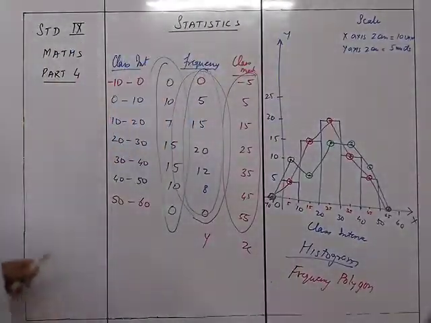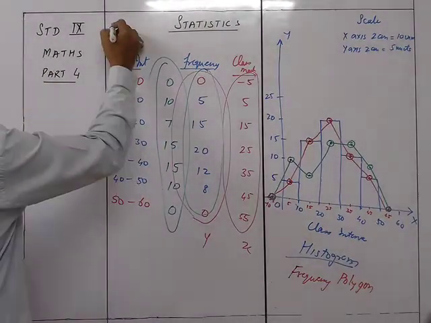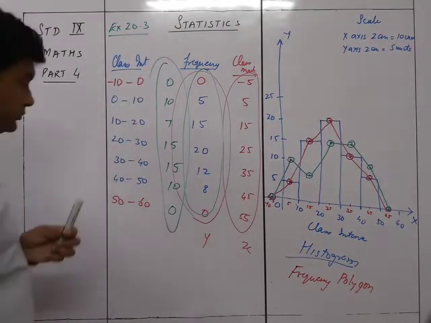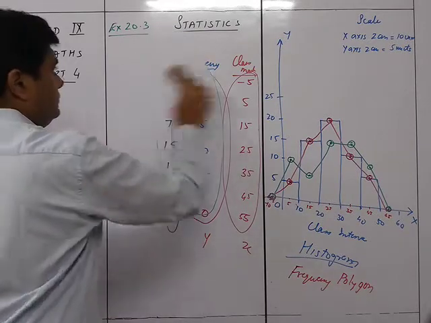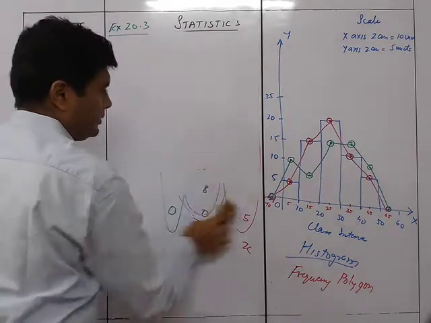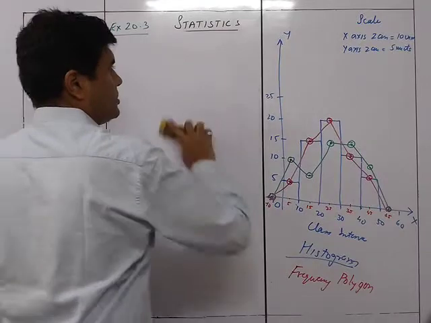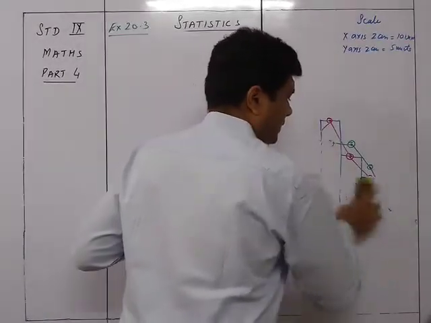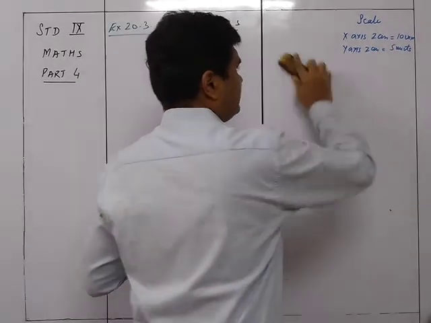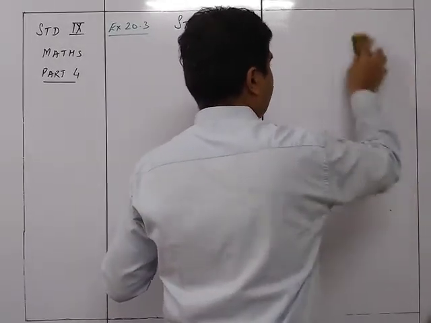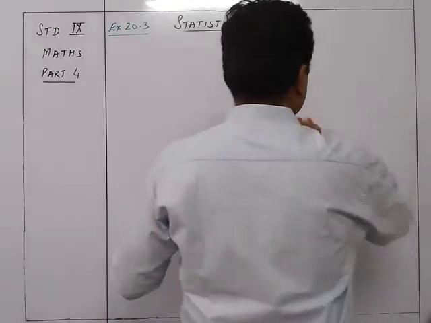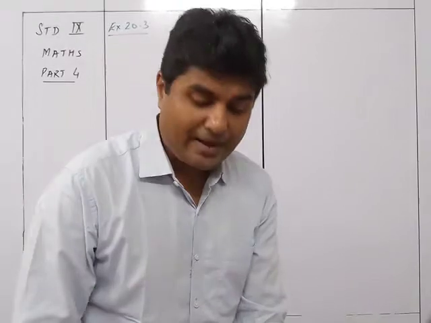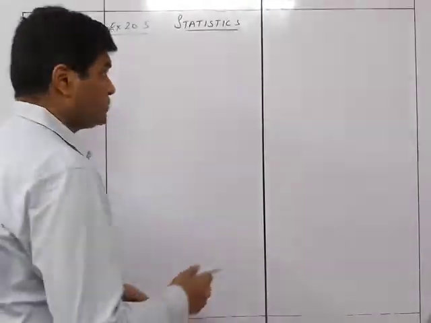So we start with exercise 20.3. Statistics graphs are always very scoring, but at the same time time consuming, so you need to practice so that you are not having any time constraint while you are solving these questions.